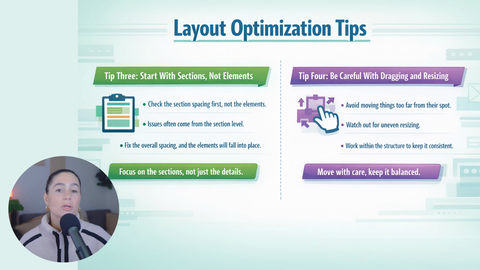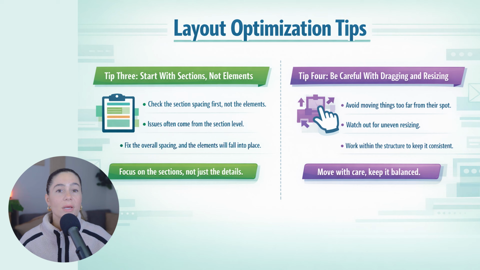Tip number 3 is to start with sections, not elements. When spacing or alignment looks wrong, most people immediately start adjusting the text or image itself. But in most cases, the issue is actually at the section level. Sections control the overall spacing of the page. If that's off, everything inside will feel off too. So before you adjust individual elements, check the section spacing first. That alone can fix a lot of layout problems without needing to touch anything else.